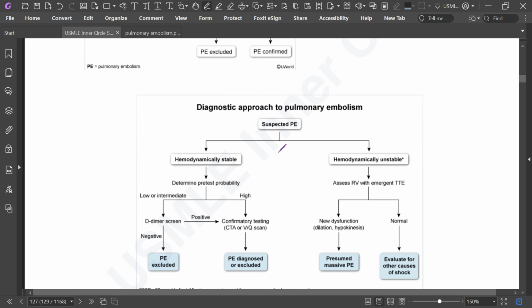Diagnostic approach to pulmonary embolism. Suspected pulmonary embolism. If the patient is hemodynamically stable, determine pretest probability. If pretest probability is high, confirmatory testing, CT angiogram or VQ scan. With this, PE is either diagnosed or excluded. If pretest probability is low or indeterminate, D-dimer screen. If D-dimer is positive, more than 500, confirmatory testing via CT angiogram or VQ scan. If D-dimer is negative, PE is excluded.